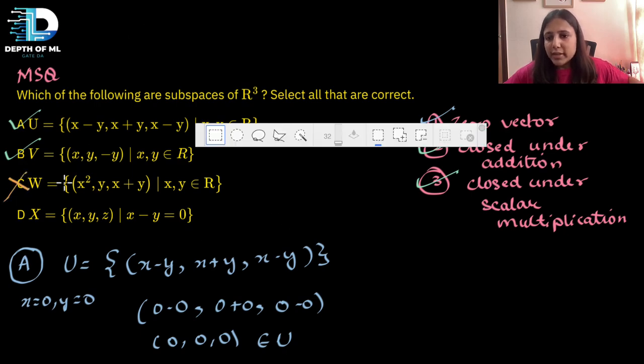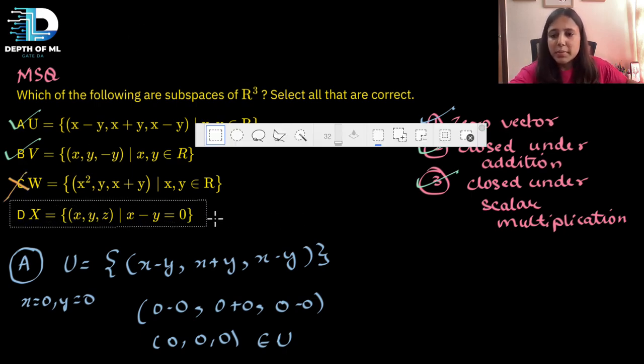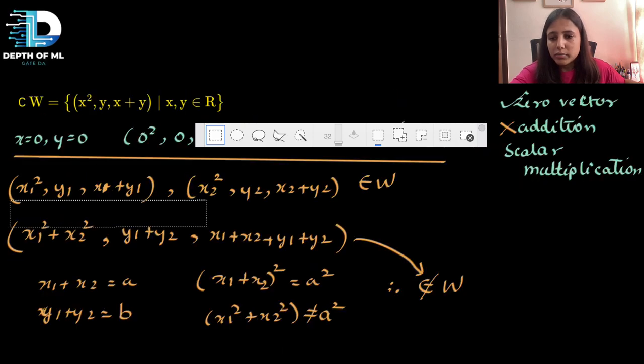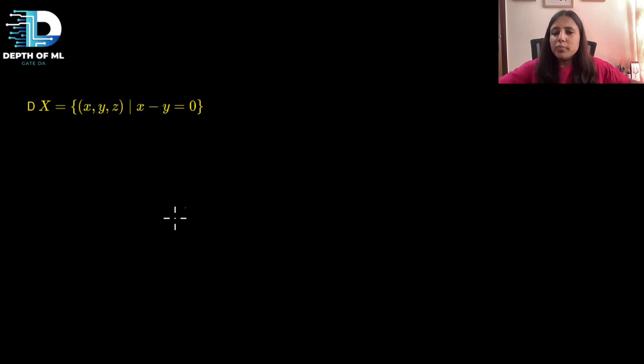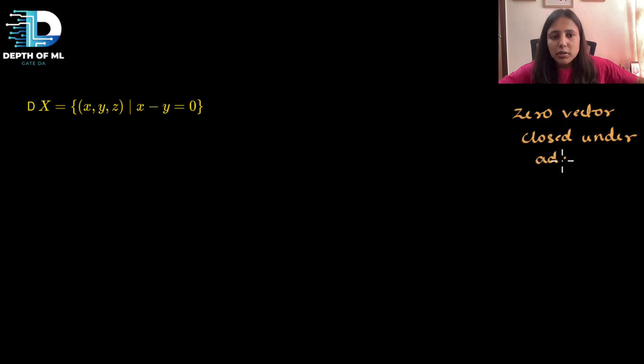Now let's take the final one and see if this is a subspace or not. Here, we have the vectors of the form x, y, z, where x minus y should be equal to 0. So again we'll check for three things. We'll check for zero vector, we'll check for closed under addition, and we'll also check for closed under scalar multiplication.